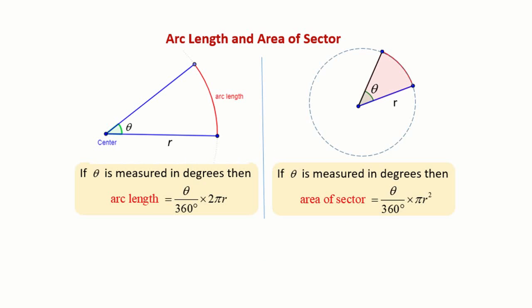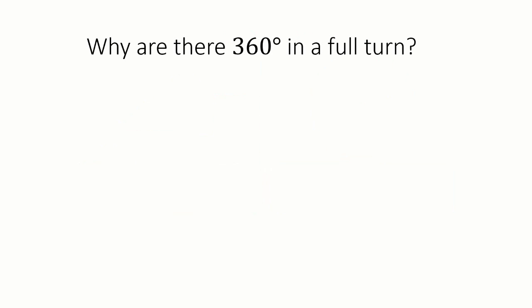All right, I'm going to ask you a question now that you might not have considered before. Why are there 360 degrees in a full turn? You were told this at primary school, probably, that there are 360 degrees in a full turn, but maybe you never questioned it. Why 360 and not 300 or 100? Or just 1, and we work in fractions?